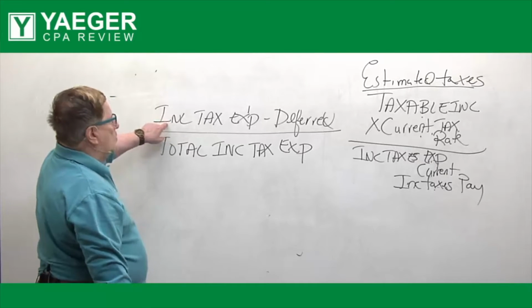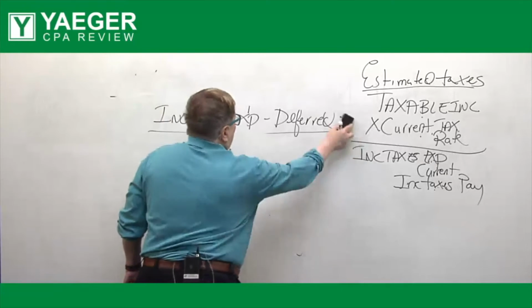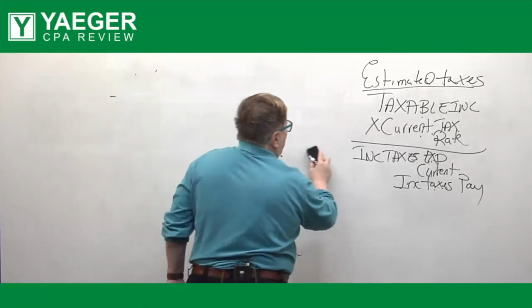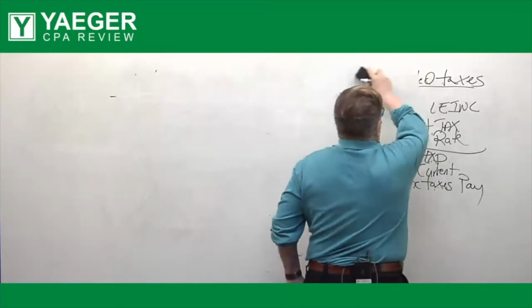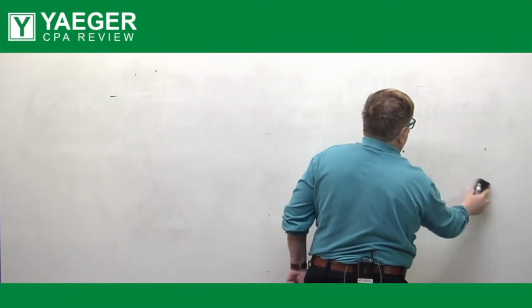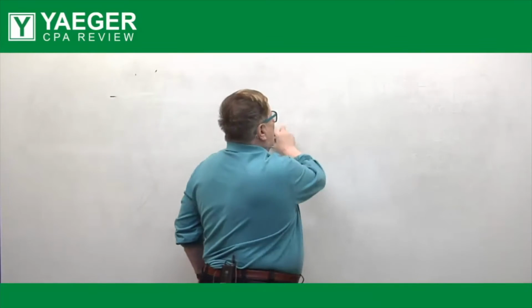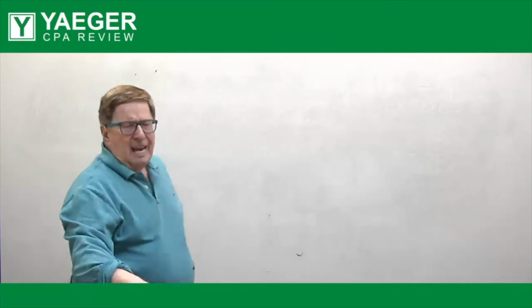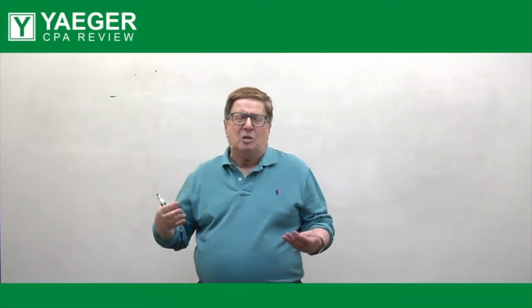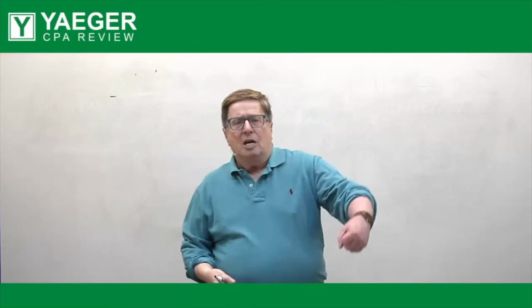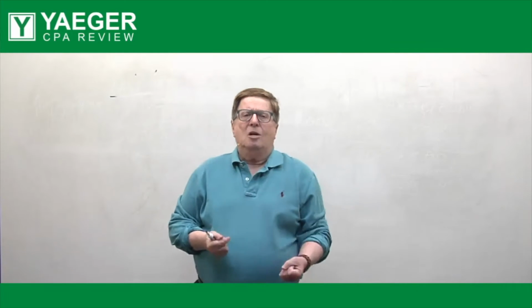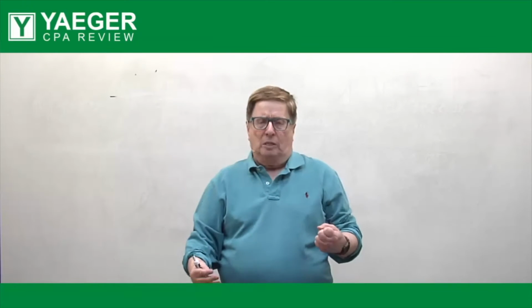And this has to do with timing differences. There's an asset and liability approach when it comes to accounting for income taxes, when we're dealing with timing differences. And timing differences is just a fancy word, which means what? We may take one expense on the books, like, for example, depreciation. We'll take accelerated depreciation on the tax return, straight line on the books.